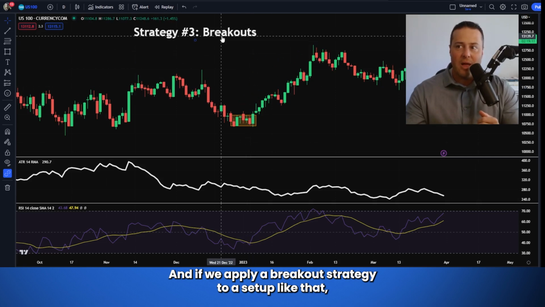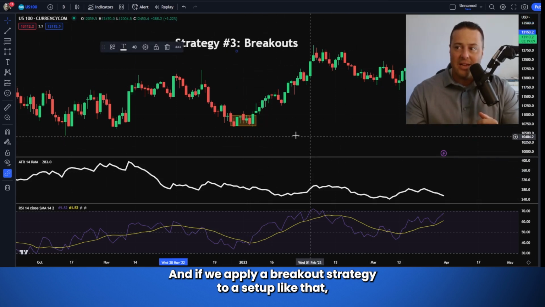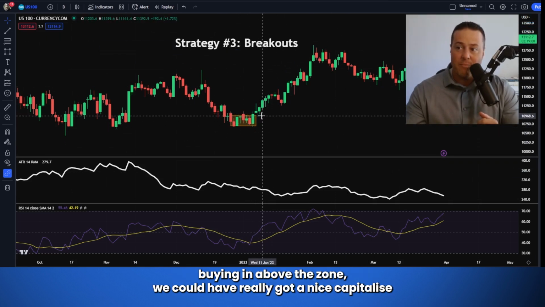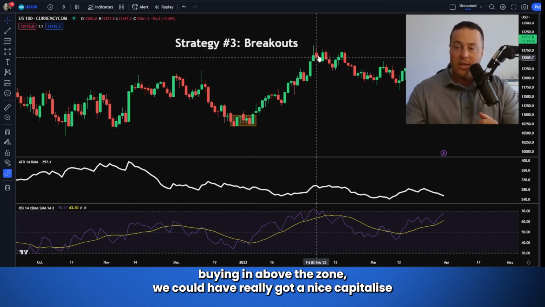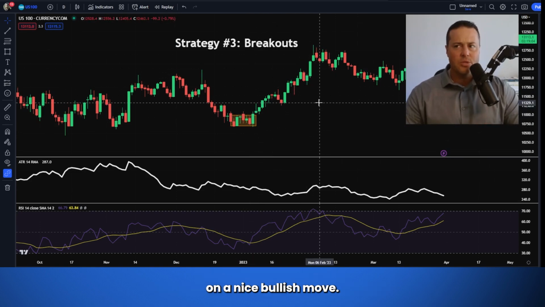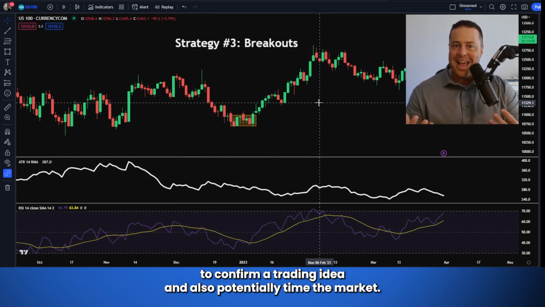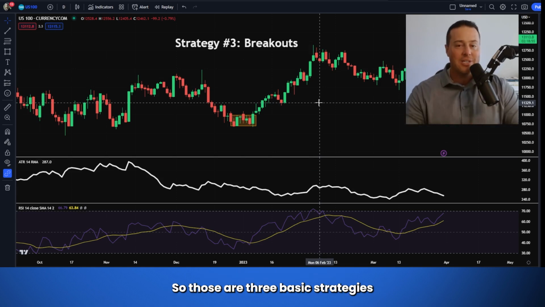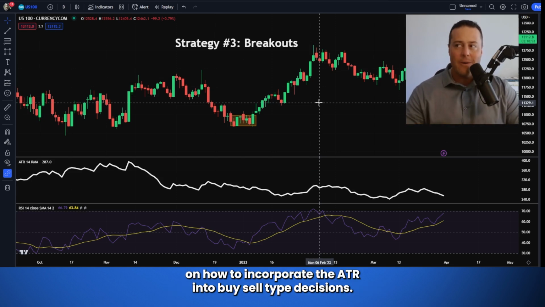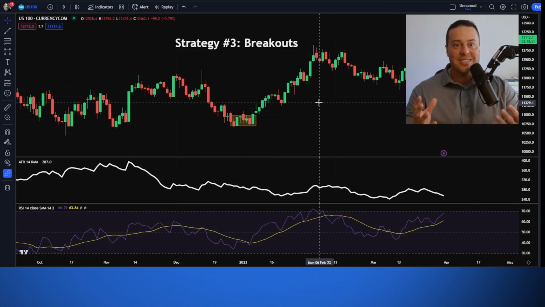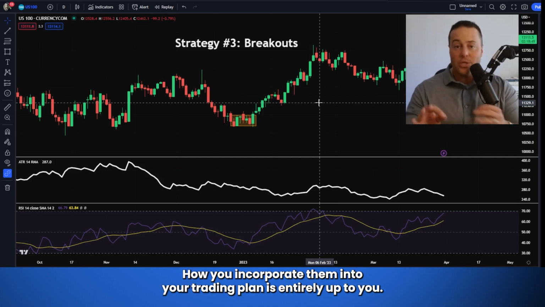And if we apply a breakout strategy to a setup like that, at least from a bullish perspective, buying in above this zone, we could have really capitalized on a nice bullish move. So, a good look at how we can use multiple indicators to confirm a trading idea and also potentially time the market. So those are three basic strategies on how to incorporate the ATR into buy-sell type decisions. How you incorporate them into your trading plan is entirely up to you.